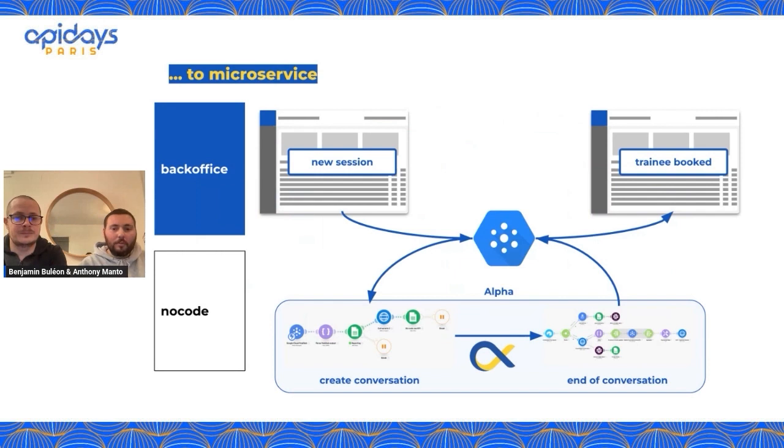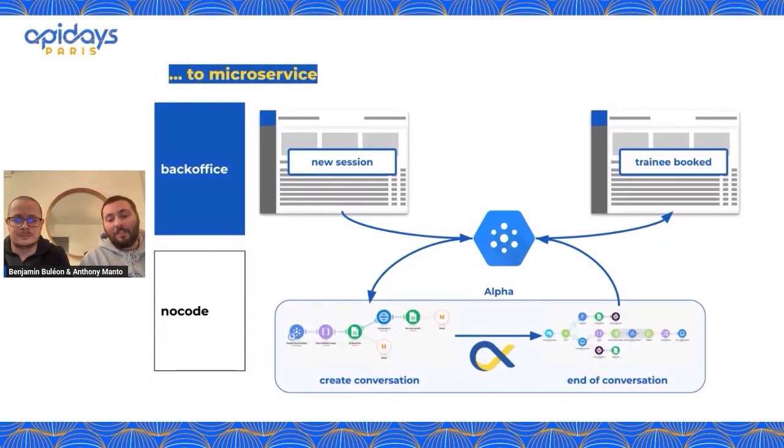So now, thanks to PubSub, we can think of our automations as acting like a microservice. If we go back to our use case, now when a new session is created in the back office, we publish a specific message in a PubSub topic. Make can listen to the PubSub topic, and when we have a new message, we can trigger an automation with all our contextualized data.